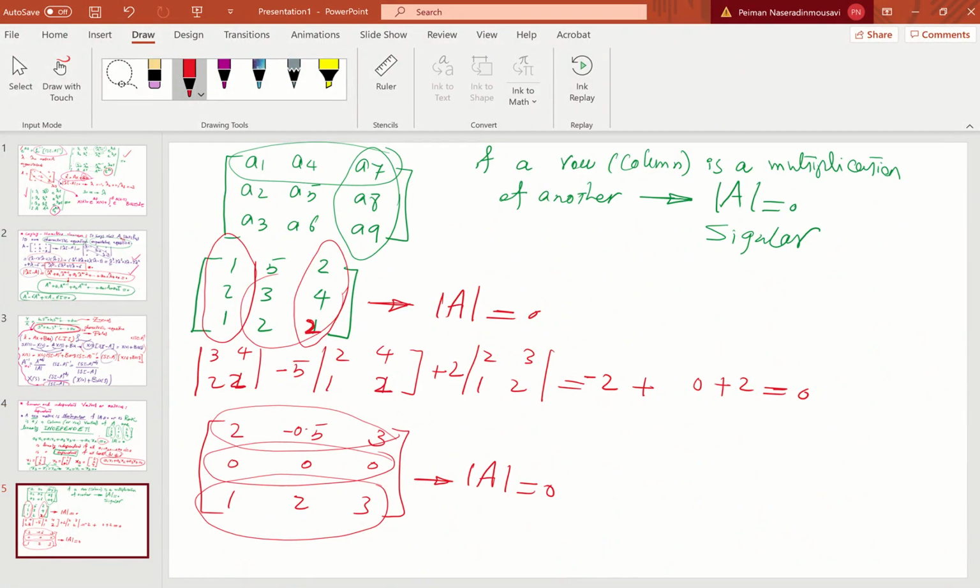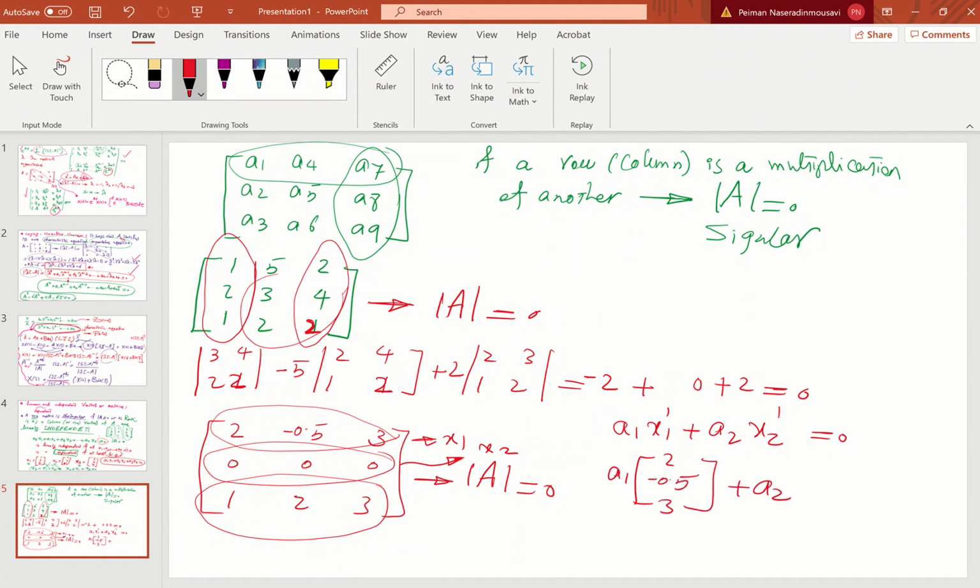That's right. For example, if I say a1 x1 plus a2 x2 is 0. Look at here, I'm calling this row x1 and this row x2. So I'm just making the transpose. It's going to be a1 times the transpose of 1, 2, minus 0.5, 3, plus a2 times the transpose of this 0, 0, 0.